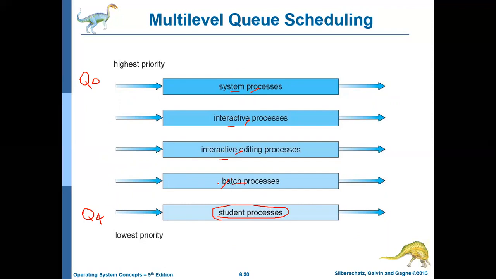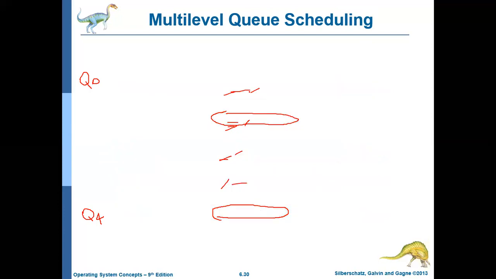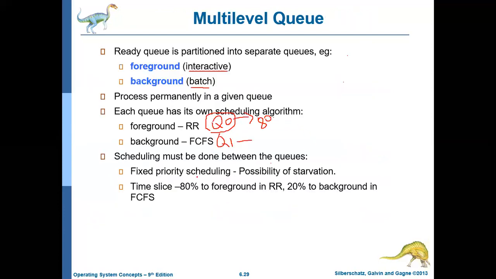Similarly, the jobs in the batch process queue will execute only if there are no jobs in the system process queue, interactive process queue, or interactive editing process queue. Similarly, the jobs in the interactive editing process queue will execute only if there are no jobs in the interactive process queue or the system process queue. Similarly, the jobs in the interactive process queue will be executed only if there are no jobs in the system process queue. This is the case if you follow fixed priority scheduling.